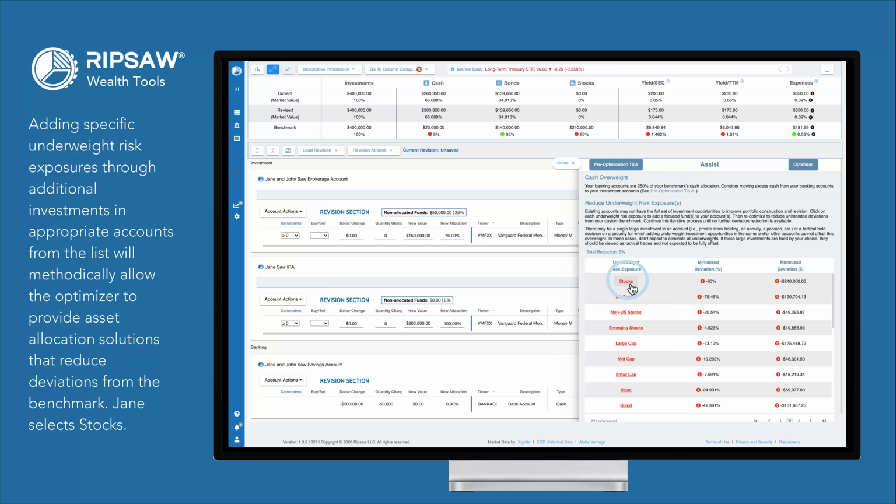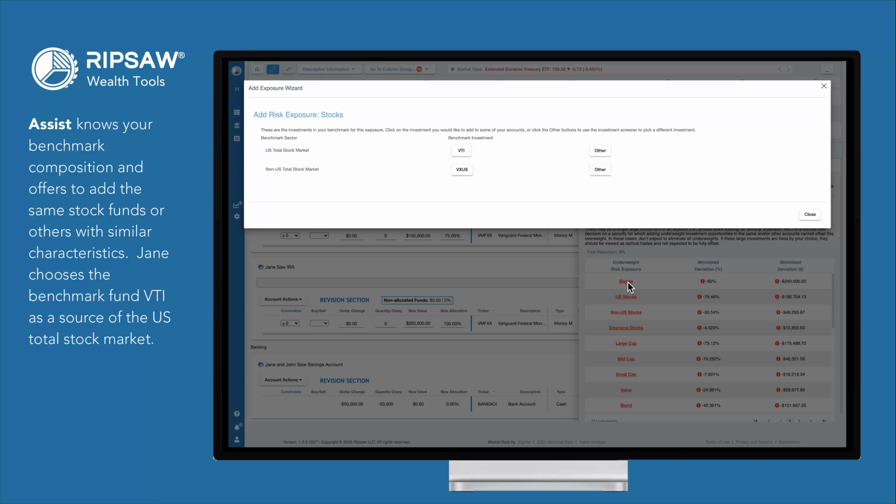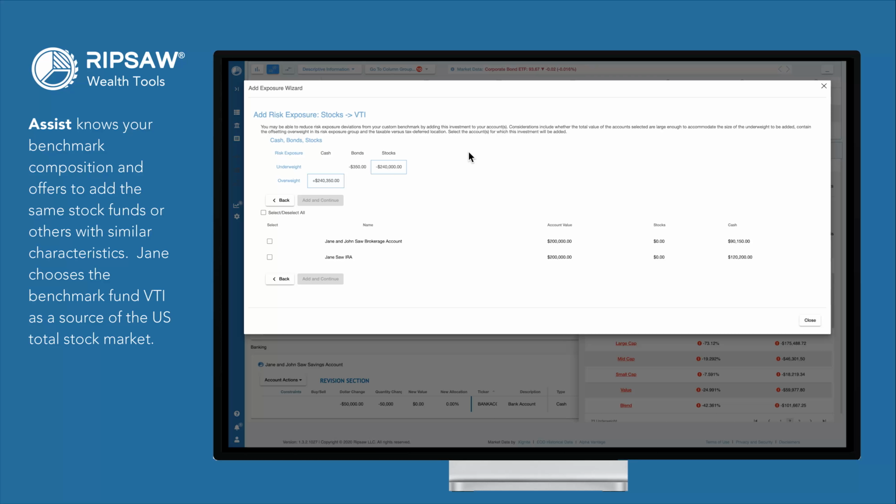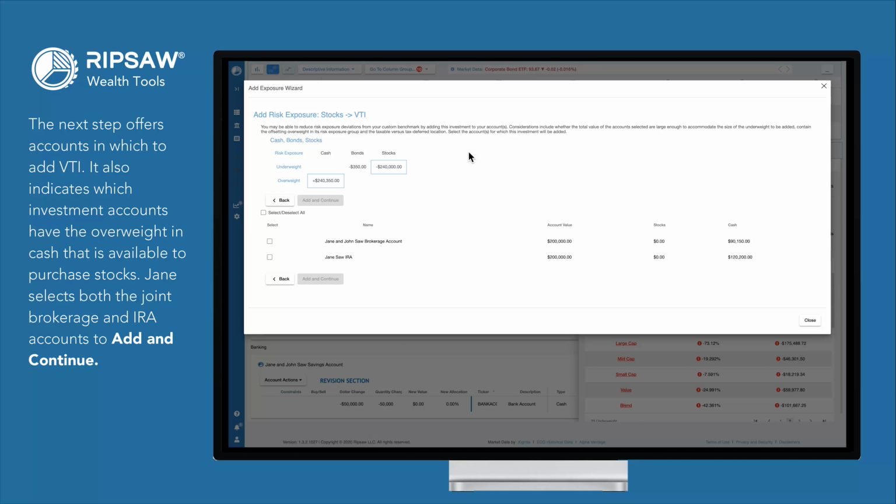Jane selects stocks. Assist knows your benchmark composition and offers to add the same stock funds or others with similar characteristics. Jane chooses the benchmark fund VTI as a source of the U.S. total stock market. The next step offers accounts in which to add VTI. It also indicates which investment accounts have the overweight in cash that is available to purchase stocks. Jane selects both the joint brokerage and IRA accounts to add and continue.